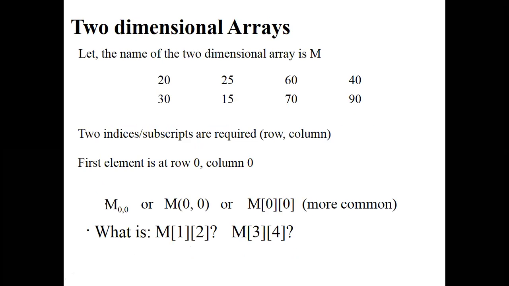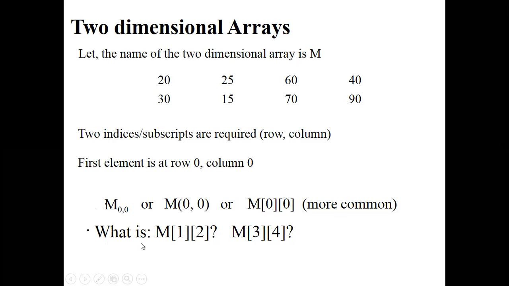Let the name of the two-dimensional array be m. Suppose this two-dimensional array has the name m. How can we calculate it? The first element is at row 0 and column 0. You can denote it as m00, or m(0,0) in parentheses, or m with two separate square brackets with 0. This last one is more common and we usually use it.